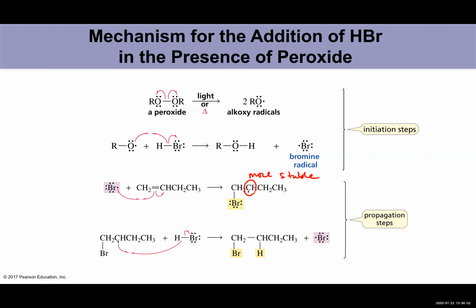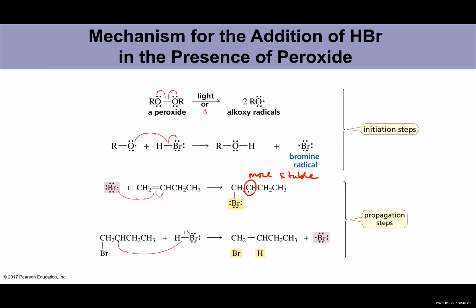So this radical will pick up a hydrogen from the HBr and then form another bromine radical. And this is the anti-Markovnikov product. Right? H often is the target because the product is more stable because the bond is shorter.